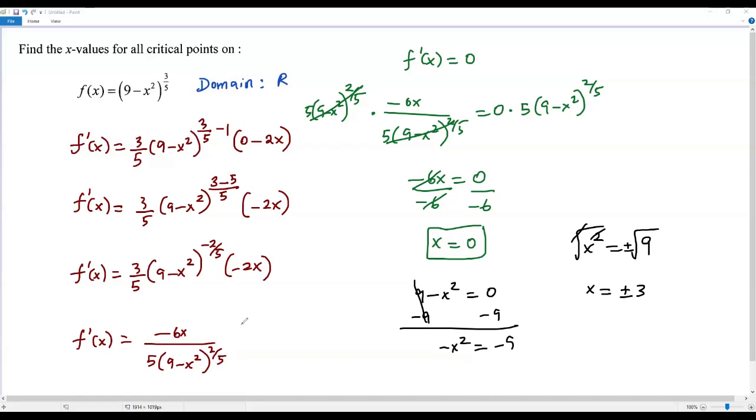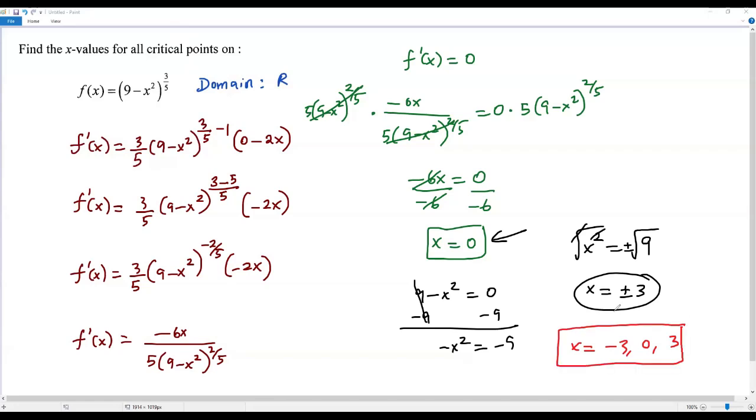So there are three values we get for x for all critical points. Already we got the first value over here, that is x equals 0. Now we got two more values over here, that is x equals positive and negative 3. Okay, now let me write all the values over here. So that is x equals negative 3, 0, 3.